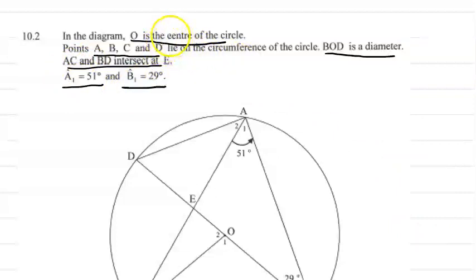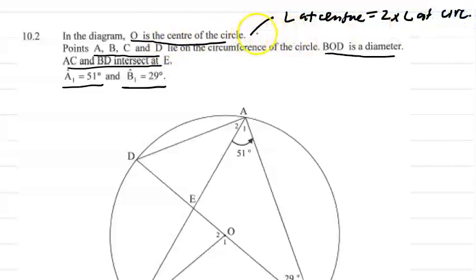When you are given the center of the circle, remember that you need to remember angle at center equals 2 times angle at circumference. Also, remember that the line from center, which is drawn perpendicular to the chord, bisects the chord, and a line which is drawn from the center to the midpoint of the chord is perpendicular to the chord.